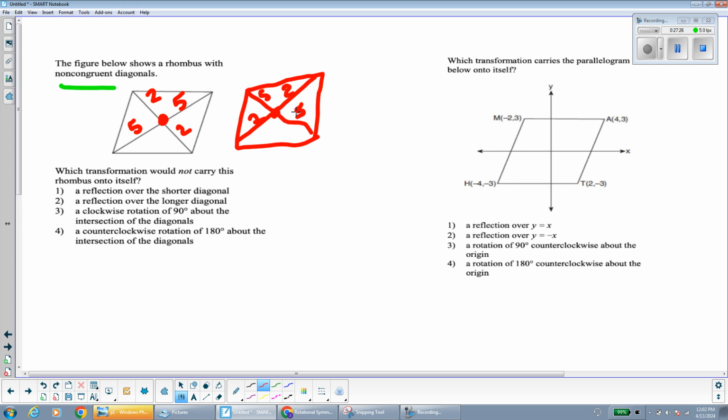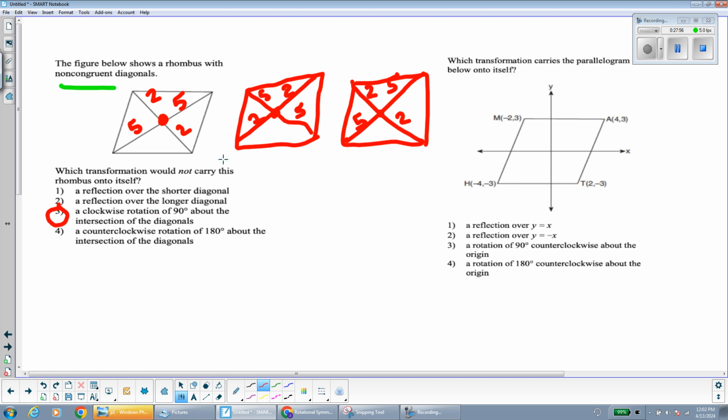But the next choice is 180 degrees, so then it would turn again. And if it turned again, just imagine it turning, because it's turning about the center. That would be 2, that would be 5, that would be 5, and that would be 2. And that does look like the original. So this is the choice that we're looking for.